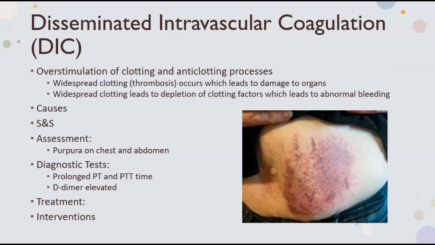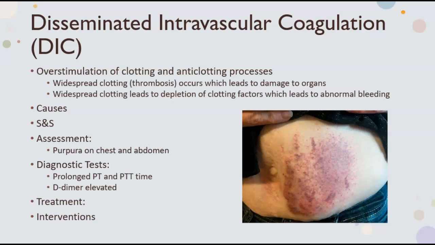Finally, we will talk about disseminated intravascular coagulation, or DIC. So this has 2 factors to it. In general, it's the overstimulation of clotting and the anti-clotting processes. So there is widespread clotting or thrombosis that occurs, and that leads to damaging of the organs. And then this widespread clotting is going to lead to the depletion of clotting factors, which leads to abnormal bleeding. So they basically have clotting and bleeding that can occur at the same time.